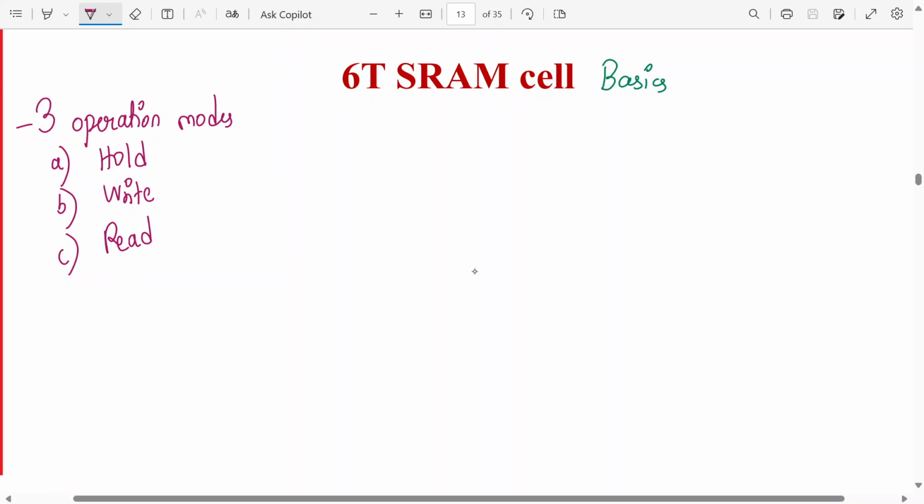Six transistor. It is made up of six transistors. Okay. So can we start now?